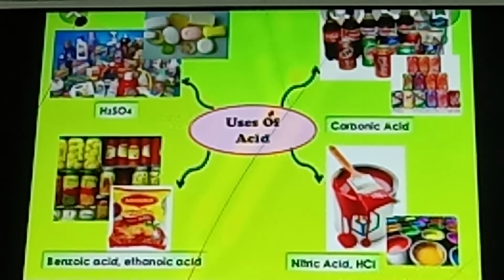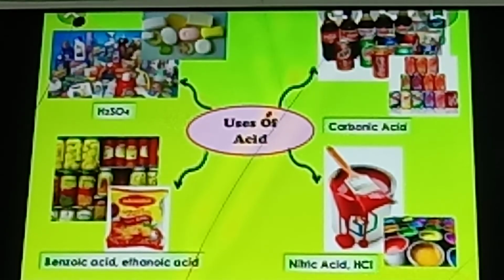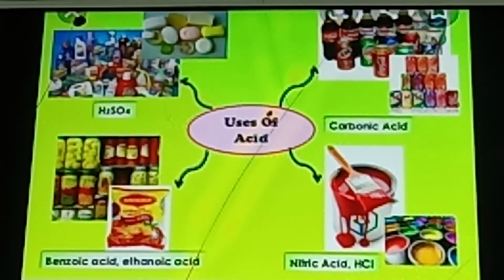Uses of acids. Hydrochloric acid present in our stomach helps in the digestion of food materials. Vinegar, that is acetic acid, is used to preserve food material. Benzoic acid is also used to preserve food materials like pickles. Sodium or potassium salts of higher fatty acids are used to make washing and bathing soap.